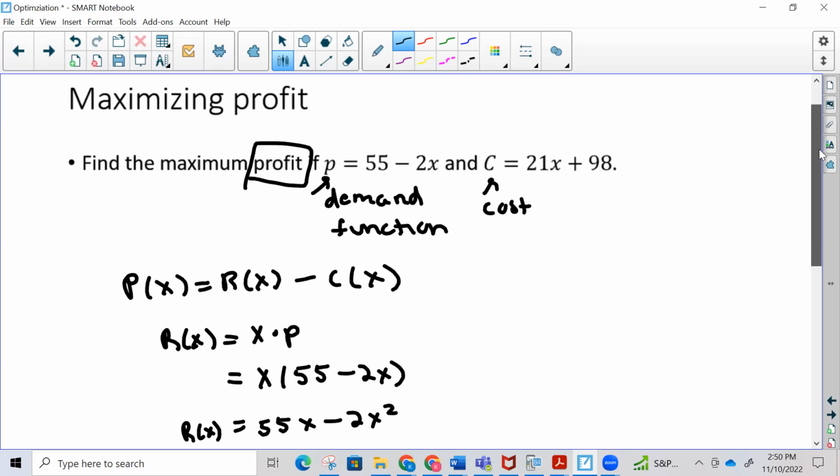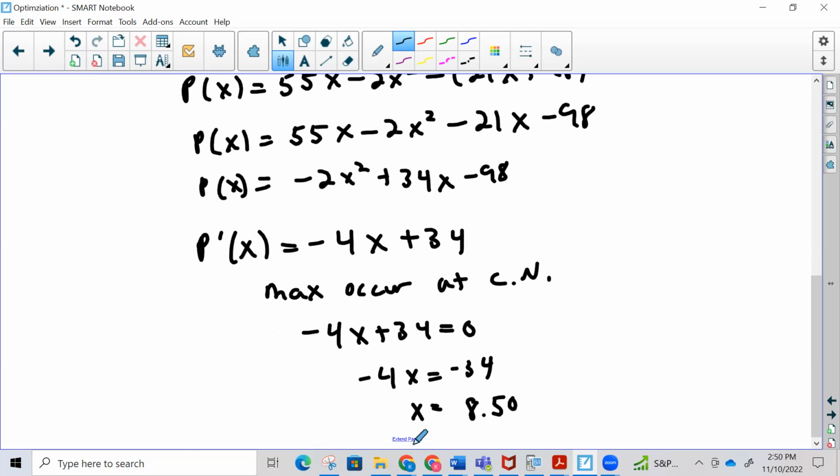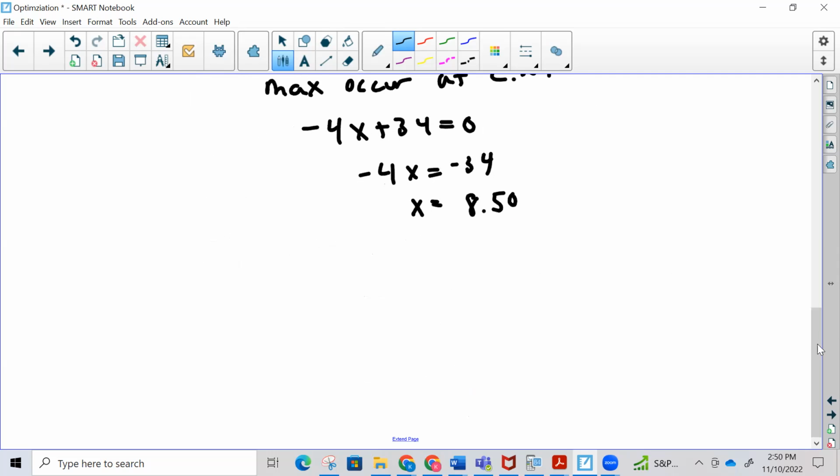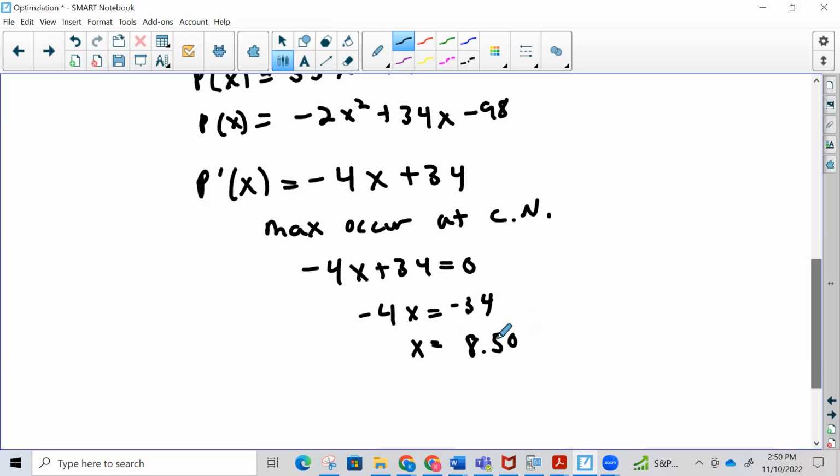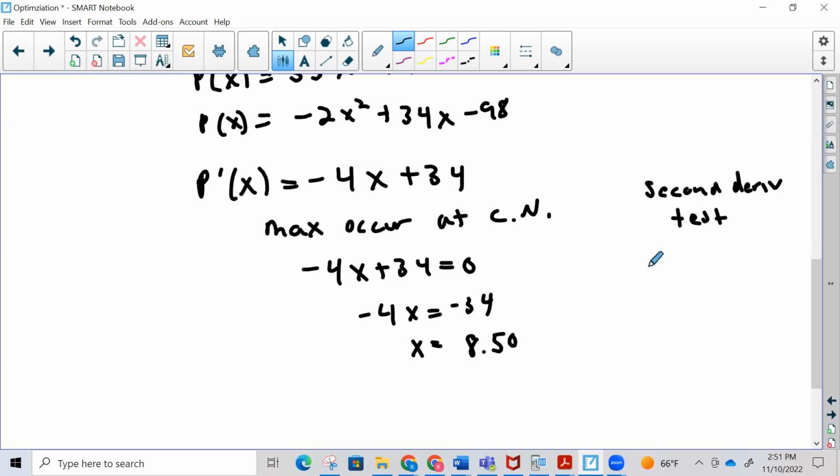Then it says find the maximum profit. So two things we're going to do. This is where it occurs. To find the maximum profit, we'd have to plug this into the profit function. But before we do that, we do want to verify this is a max. As long as we don't have endpoints, the easiest way to verify a max is to do the second derivative test. To figure out if it's a max or a min, we find the second derivative. The second derivative of negative 4X plus 34 is negative 4.